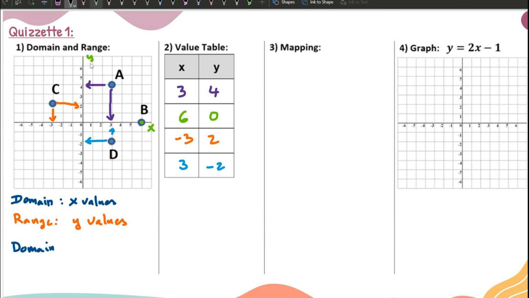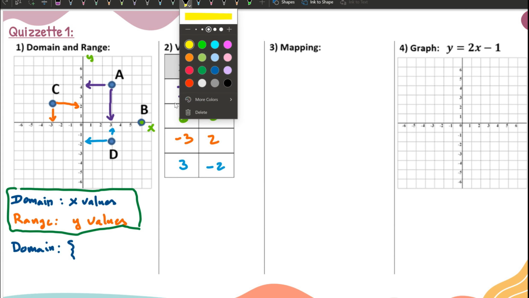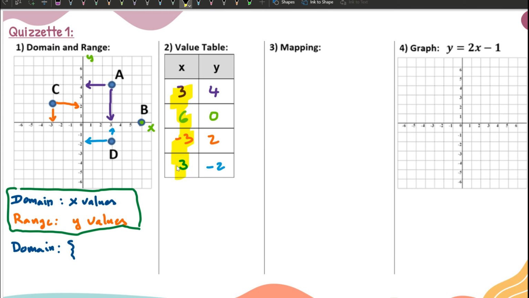The other one is the note. Let me box this one. This is the note to tell you what is domain and what is range. Domain is all X values. In this case, the X values are 3, 6, -3, and 3. You're going to put them in order from least to greatest. So -3 is the smallest number, then 3, then 3 again, and then 6. Domain is all X, range is all Y.